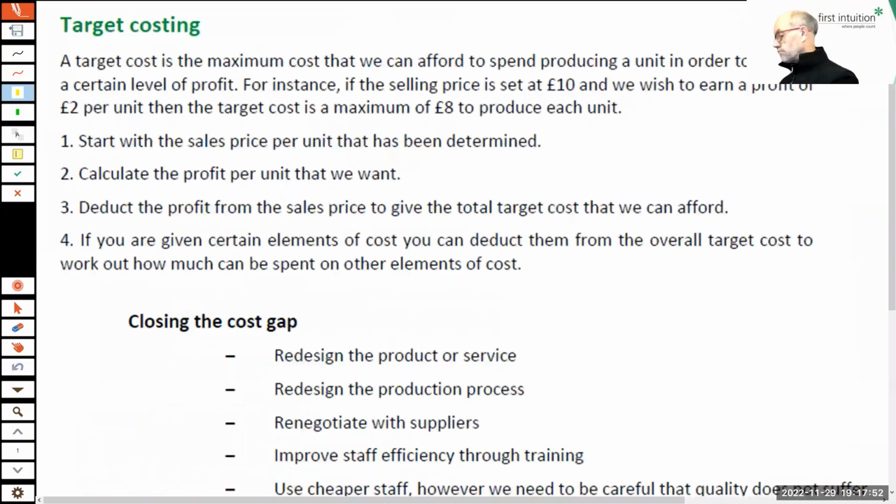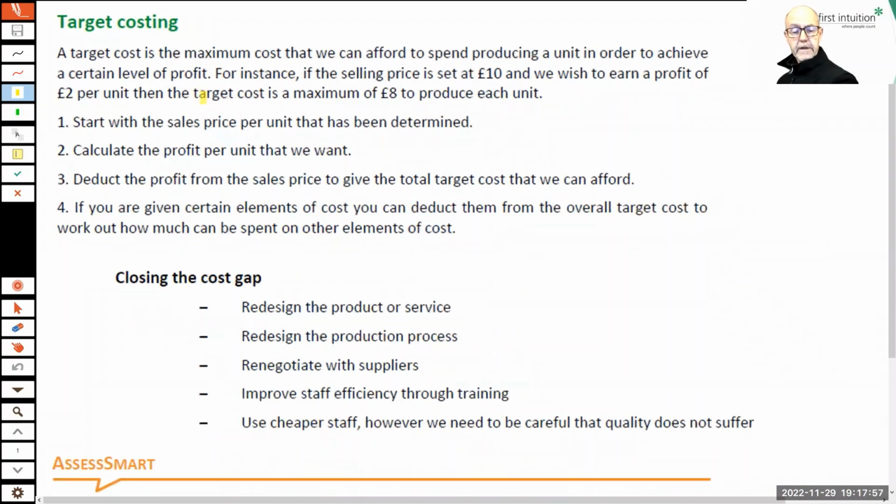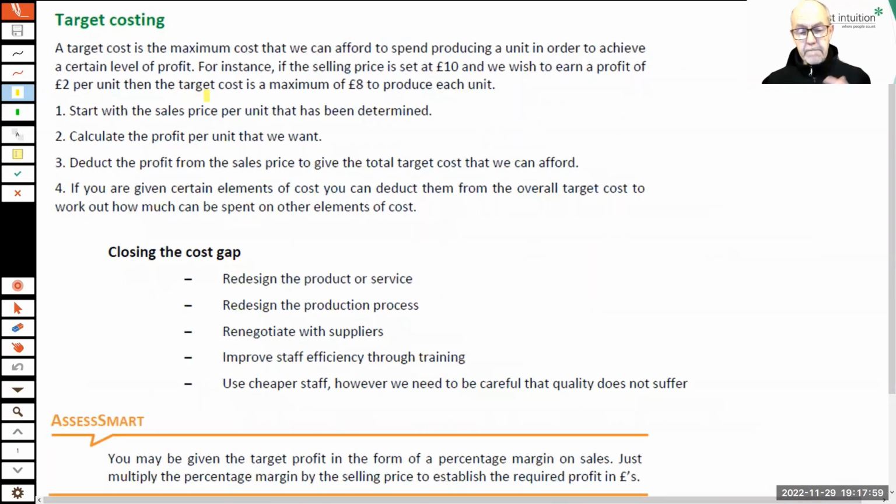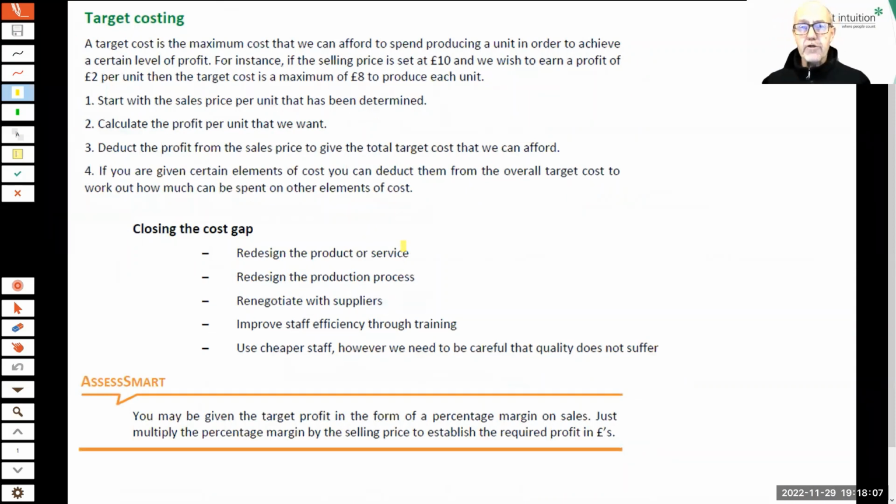Target costing. This kind of links in a bit with our previous point, because before ever we make a product, we've got to know that we can sell it.